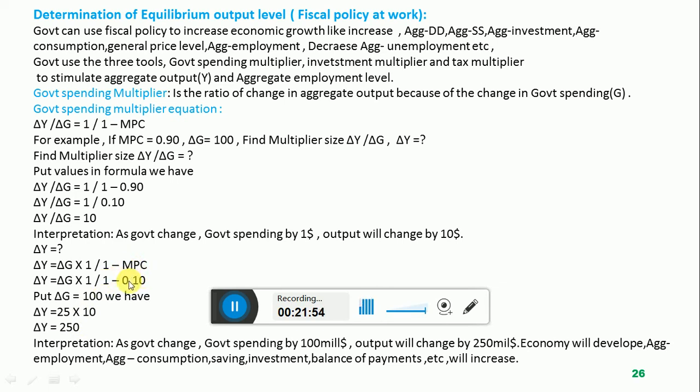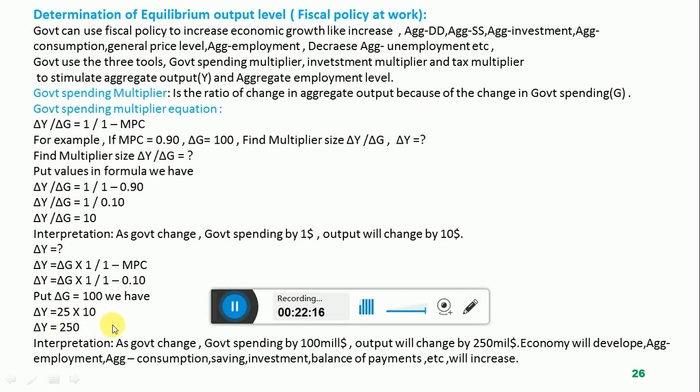This MPC I substitute, I replace here. This is 0.9, this is not 0.10. This is 0.90. Correct this. And in here, delta G in this formulation we have to put 100. This delta G value is 100, but I put here 25. So 100 multiplied by 10, that is 1000, not 250.